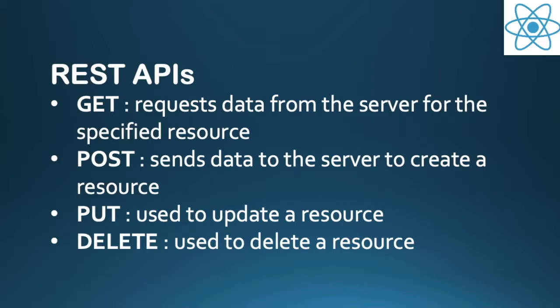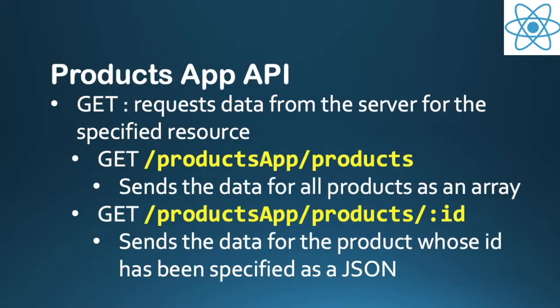The most commonly used of these are get and post, which is what we will focus on in this video. So here is the products app API that we are starting to work with. Let's start with the get requests. We know get requests data from the server for the specified resource. And the way we will do it is we'll make a get request to /productsapp/products, and obviously the URL before that, which is localhost:2410. So that is the base URL.